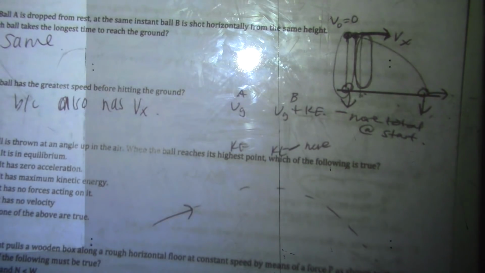Right, a ball is thrown up in the air but at an angle, so like this, and I'm looking at the highest point and saying which is true. It's in equilibrium. No. If it was in equilibrium, the forces would be balanced, it would be at rest or at a constant velocity, not what's happening here. It has 0 acceleration. No, it has an acceleration of negative 9.8. Gravity didn't turn off because it's at the top.